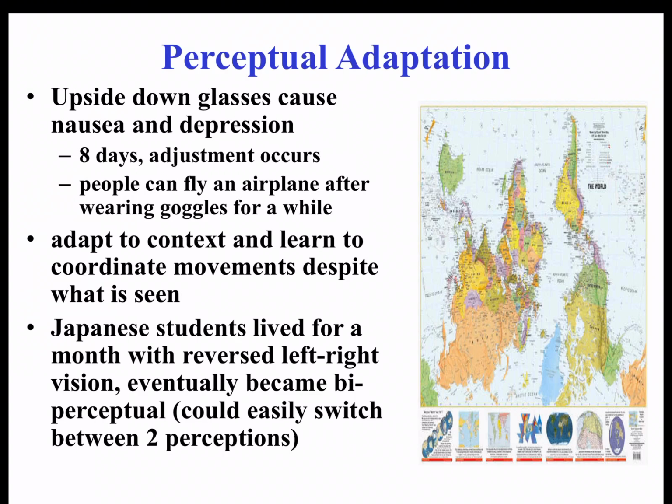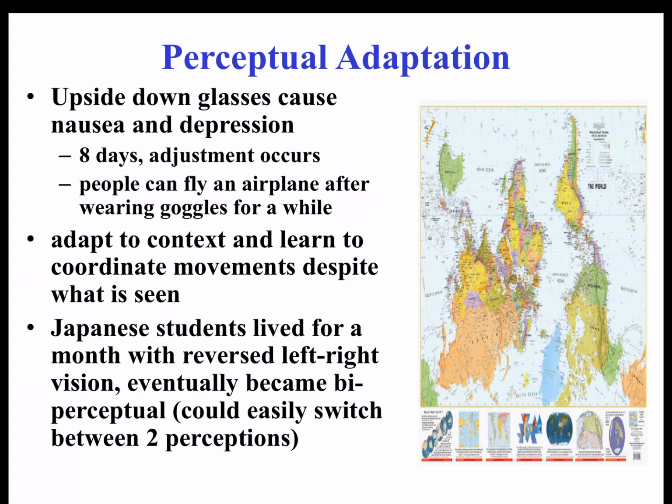With perceptual adaptation, we do have some inbuilt tendencies, things that are normal and natural for us. So they did another study where they had people wear upside down glasses, where it actually flipped your visual field, where the floor looked like it was on the ceiling and the ceiling looked like it was on the floor. People who were wearing these, it took 8 days for them to adapt. It took 8 days for their perceptions to actually adjust to the new stimuli.